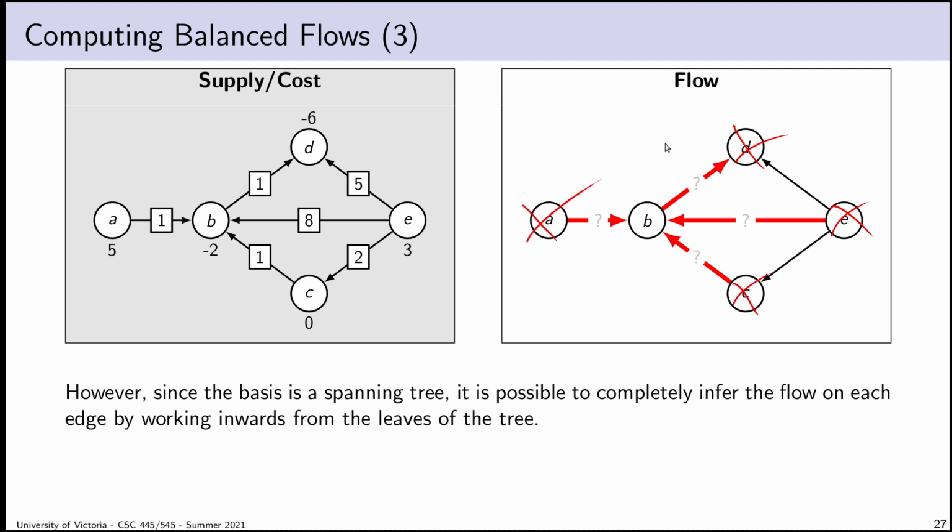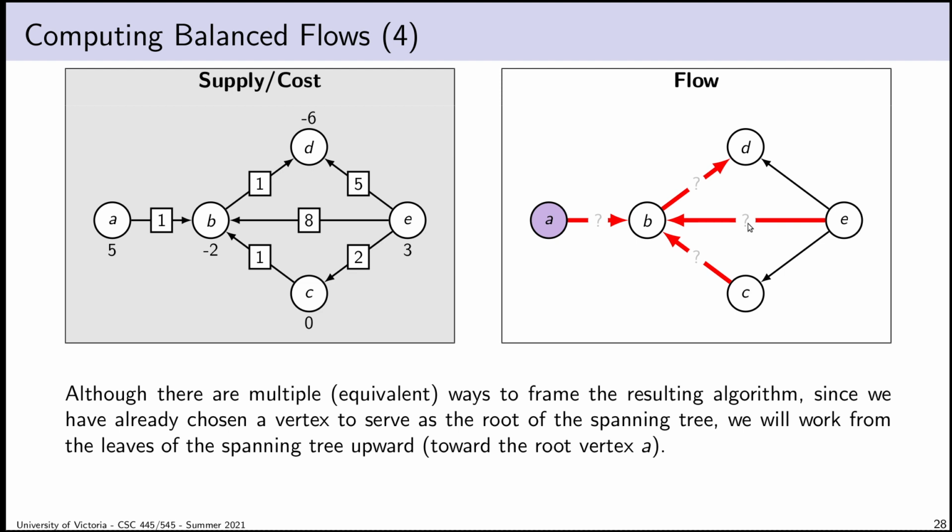I could just work inwards, because you might notice that because these are leaves of the tree, if E has a supply imbalance, so E, for example, has an oversupply of 3, and I'm only allowed to send flow out using this edge, clearly any oversupply has to go along this edge. And that's true of all leaves of the tree. So I could just work inwards from every leaf.